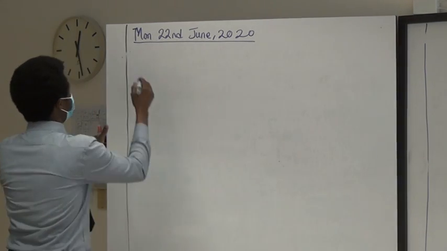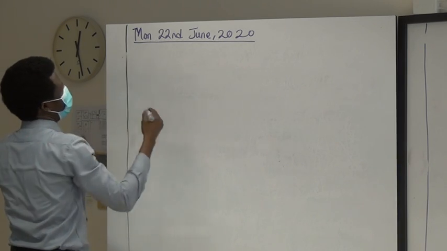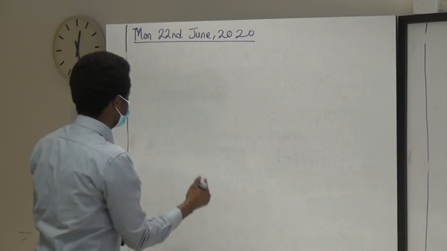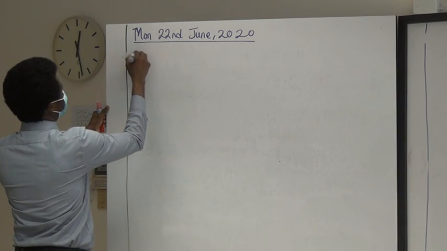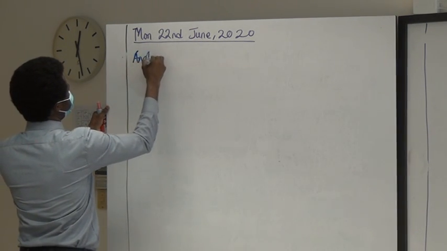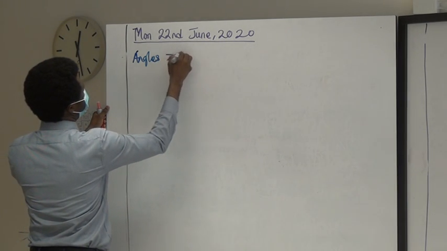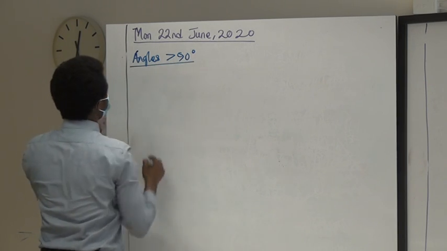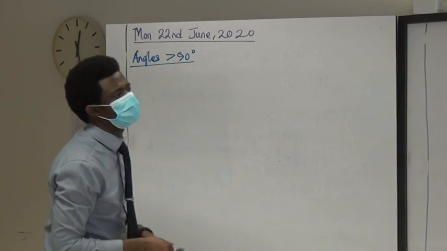The next thing I want to talk about is how to convert angles that are more than 90 to angles that are within 90 degrees. Okay, so angles greater than 90 degrees, but less than 360. Okay, so again we go to the circular function.